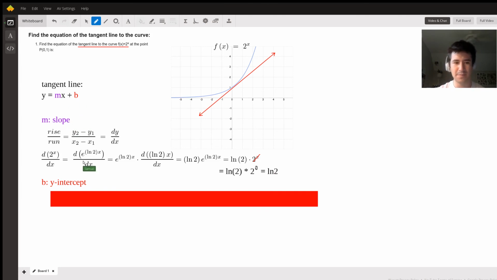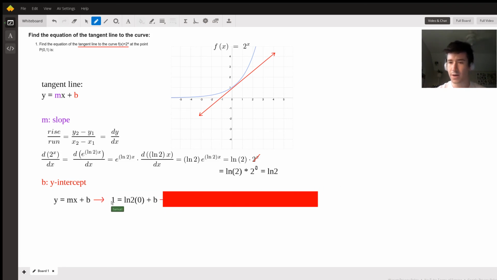Now we need to worry about the b. The y-intercept is basically how high up or down the function goes. And of course, we can use our y equals mx plus b. Let's replace it with the values we know. We know that y is 1, our slope is natural log of 2 at this point, our x is 0, and our b is unknown. Well, this is convenient. Natural log of 2 times 0 is just 0, so b must equal 1.